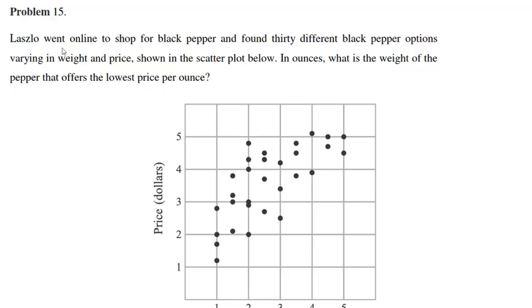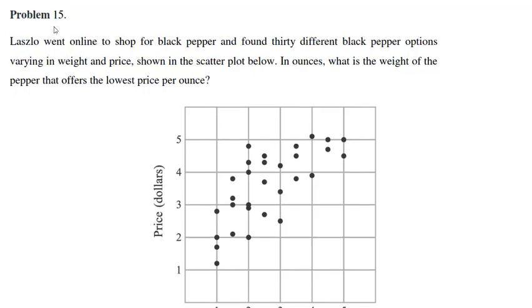Problem 15. Laszlo went online to shop for black pepper and found 30 different black pepper options varying in weight and price, shown in the scatter plot below. In ounces, what's the weight of the pepper that offers the lowest price per ounce? So because we want to find the lowest price per ounce, we should divide P by W for each of them.